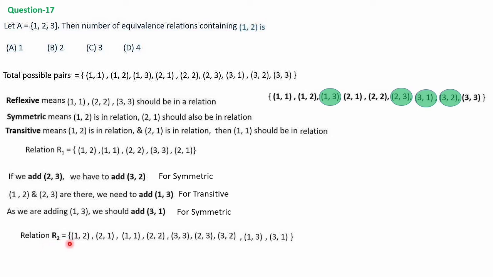In the second relation, we have got the maximum number of elements which were there in A cross A itself. So it is not possible to include or exclude again. So the number of equivalence relations containing (1, 2) is two: we have made R1 and R2, two relations. So only two possible relations which are equivalence. So the correct answer option is B. B is the correct answer.